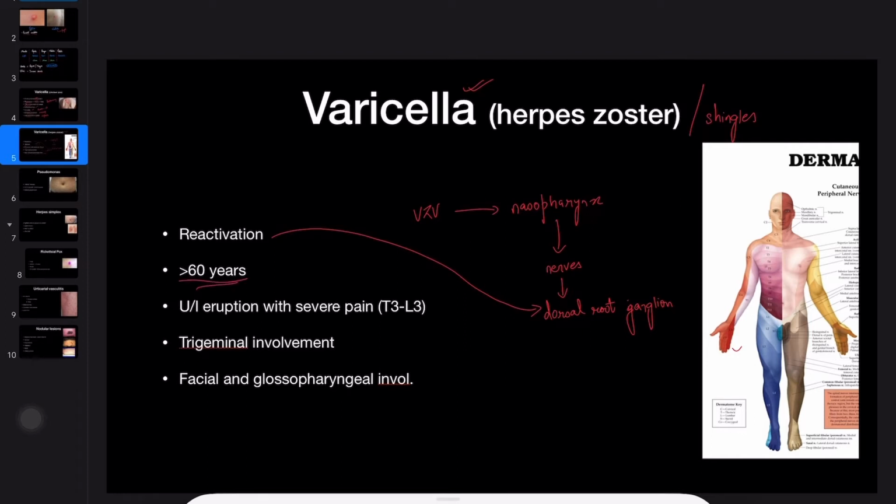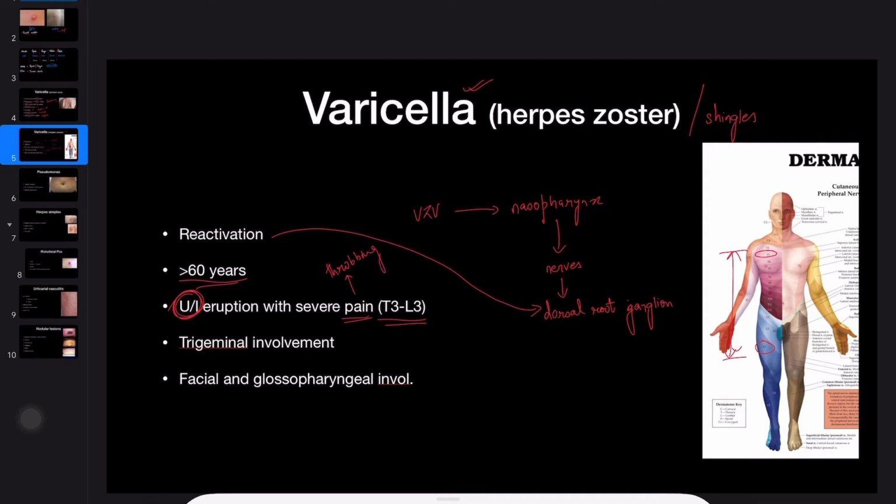Now let us talk about the rash. It will be present unilaterally. This is very important. It is important for diagnosing the patient, and you will see a typical dermatomal distribution from T3 to L3. In this diagram, have a look at the diagram. This is T3 here and this is L3. So you will see unilateral distribution of rash in these dermatomal regions. Also, the pain will be described either as a throbbing pain or burning pain.